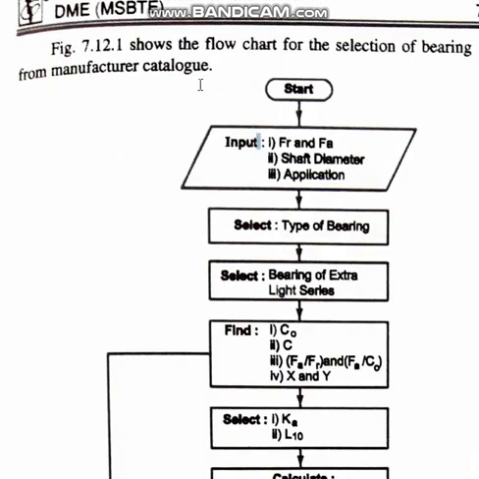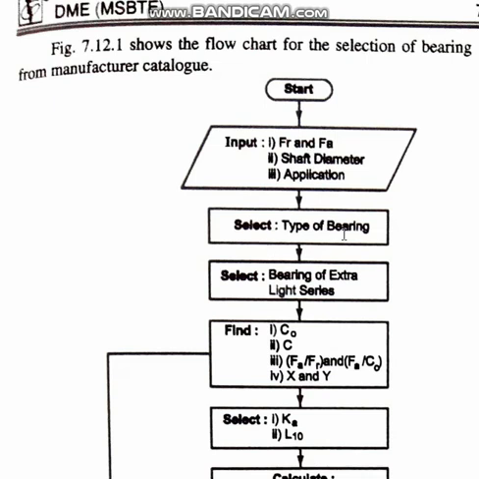Here, this flow chart shows the selection procedure of the bearing from the manufacturer's catalog. Here you start, then you have to input. First, you have to find out what is FR, FA, shaft diameter, and what application. All these things you should be having.